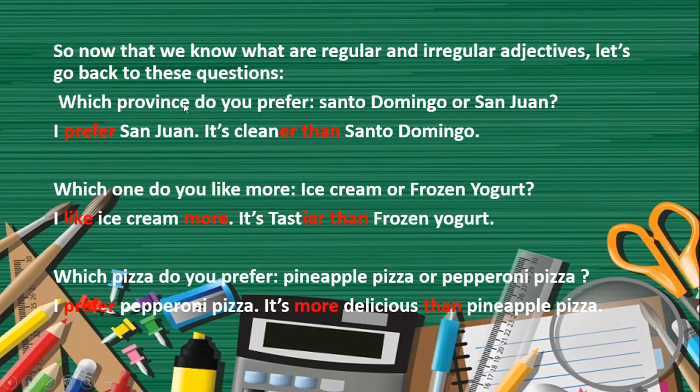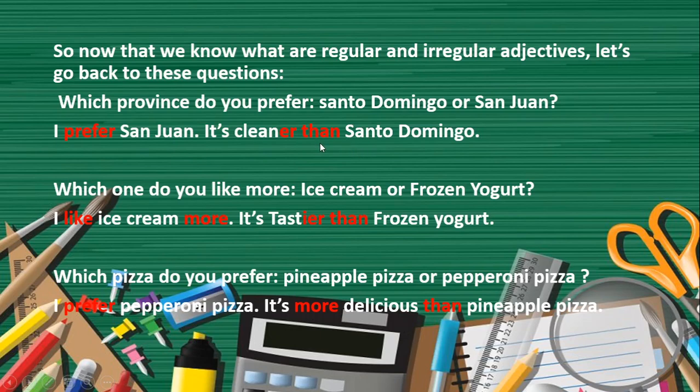Remember that I'm using the pronoun it instead of the noun because it's better and faster, right? But I can say, in this case, I prefer San Juan. San Juan is cleaner than Santo Domingo, but I don't want to say San Juan again. So in that case, I use a pronoun instead of the noun, okay? So it's cleaner than Santo Domingo.